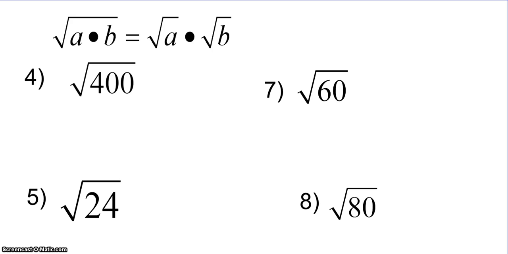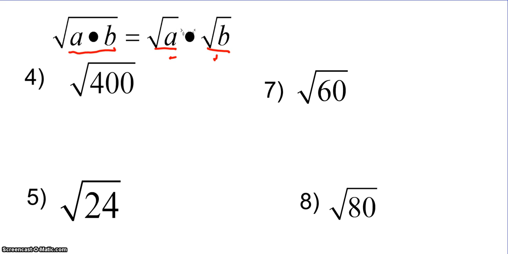Here's another property. If you look at the radicand and it's all multiplication and division, then you can pull it apart. In other words, I can do the radical of A and the radical of B. So I can simplify these radicals, and after I do that, then I can multiply.